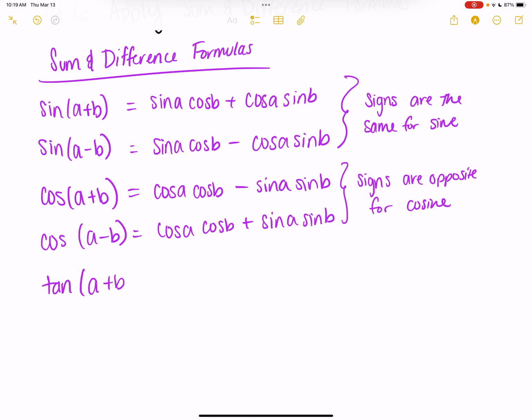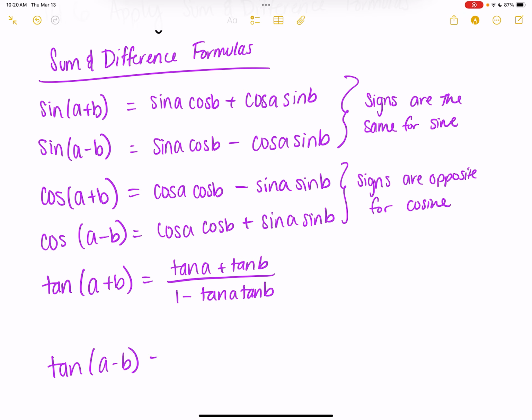Tangent of a plus b is tangent of a plus tangent of b, all over 1 minus tangent of a tangent of b. Then tangent of a minus b is tangent of a minus tangent of b, over 1 plus tangent of a tangent of b.